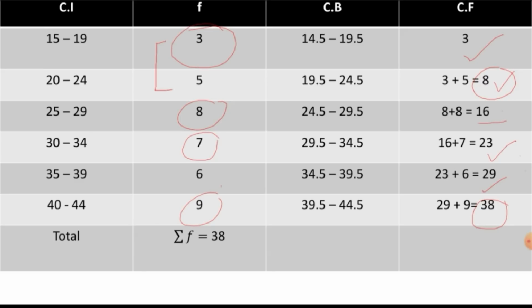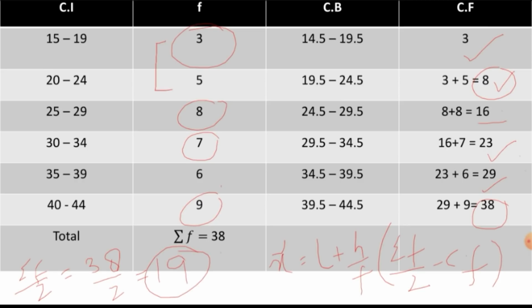After that, we know the formula of median equals L plus h upon f into summation f upon 2 minus cumulative frequency. So calculate the value of the median. First we need to highlight the median group. For that purpose we need the value of summation f upon 2, that is 38 upon 2, which equals 19. Look at this value of 19 in the cumulative frequency column. Students, this 19 lies in this group.